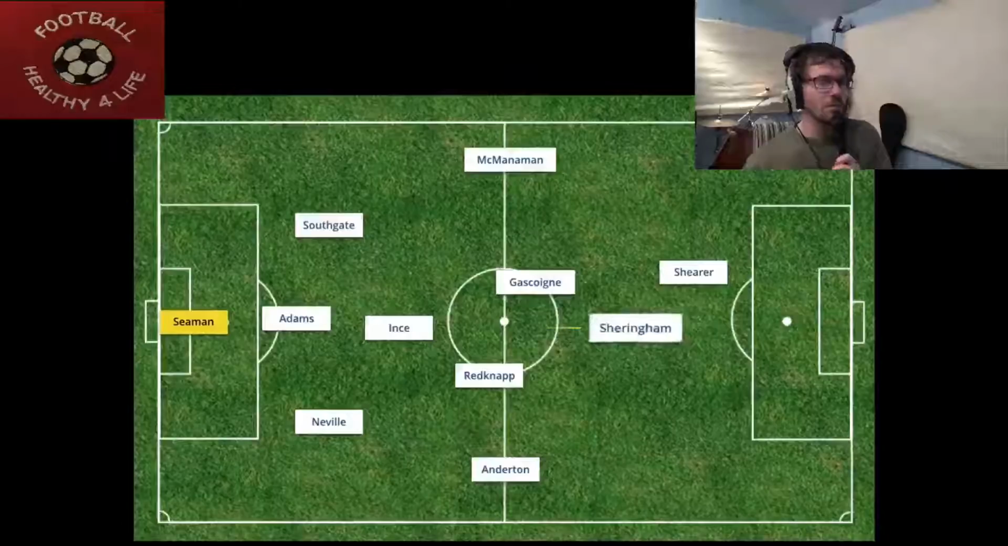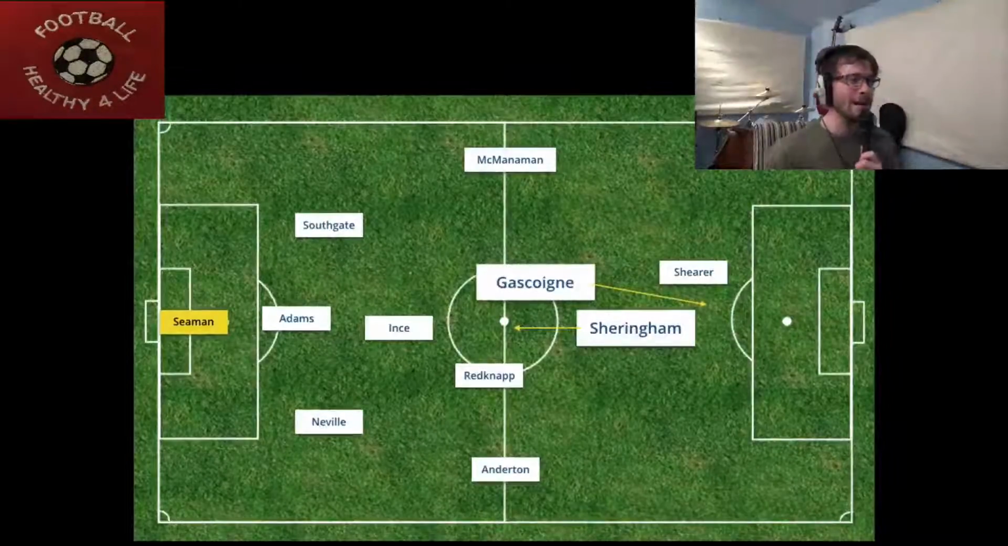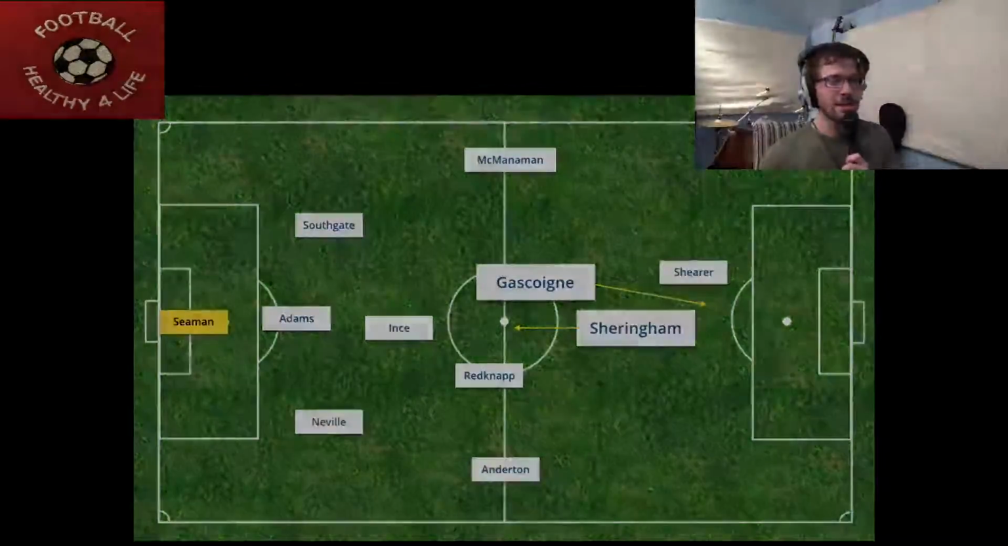Now here's an example of the front man dropping off, Sheringham dropping back, and Gascoigne moving forwards. So again, a different way of playing.